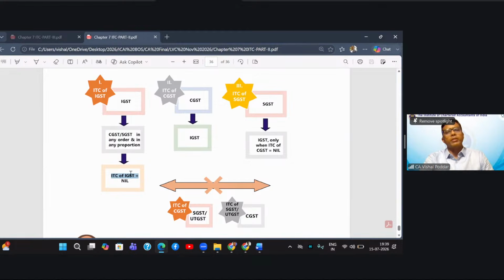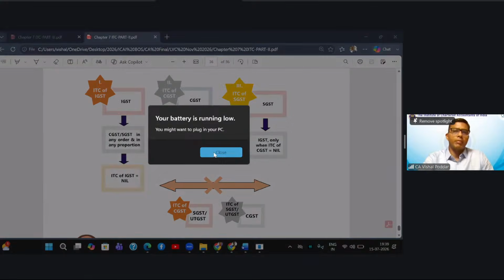Now let us say the ITC of IGST has become nil, it is completely exhausted. The second ITC which you can now take is of CGST. So whatever is your inward tax paid on goods and services on which you have CGST credit, take that CGST credit. Now the CGST credit you can use for CGST liability first. After using the CGST credit for CGST liability, if you still have CGST credit balance left, use it to pay the IGST liability fully.